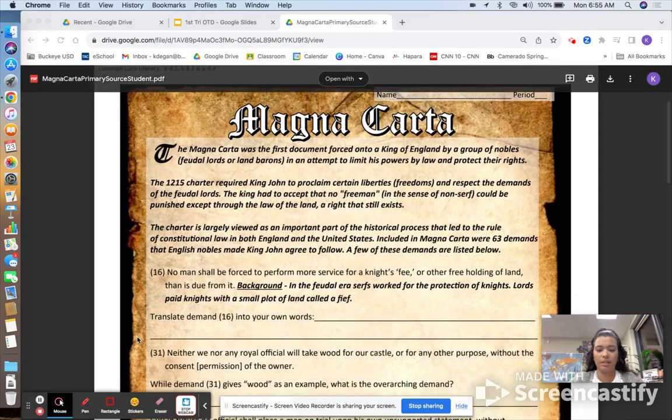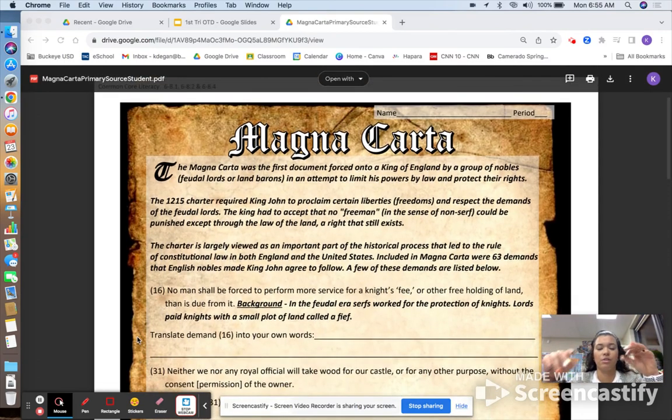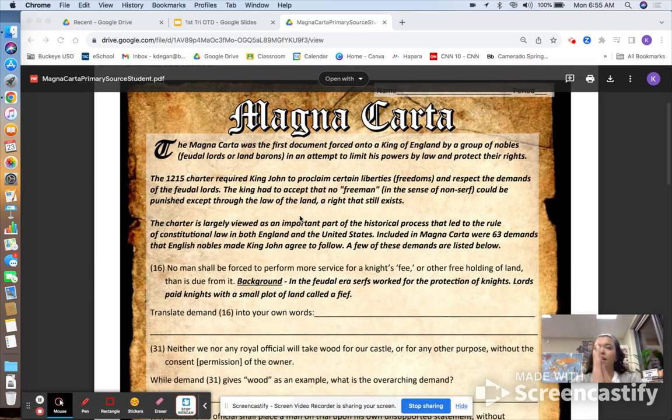Okay, really quickly, I'm going to explain what you're doing today on this Magna Carta paper. Hopefully, you have it in front of you. If not, you're looking at my screen. So here are the directions. As a reminder, Magna Carta means the Great Charter. You should have just watched a video, giving you a little bit of a refresher.